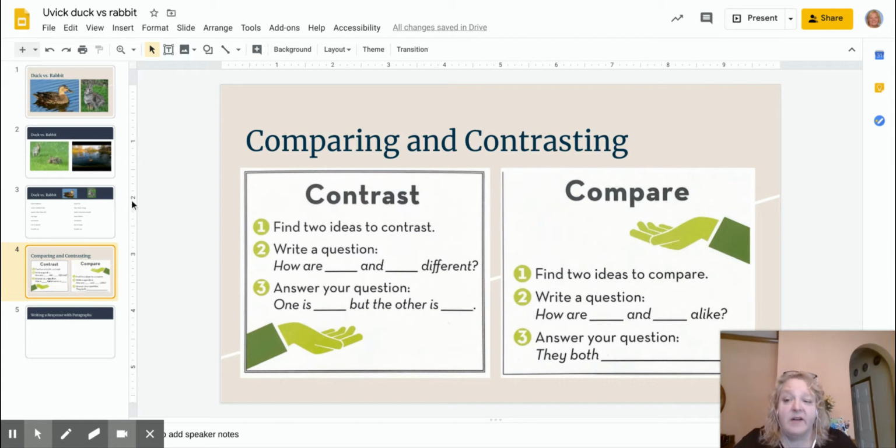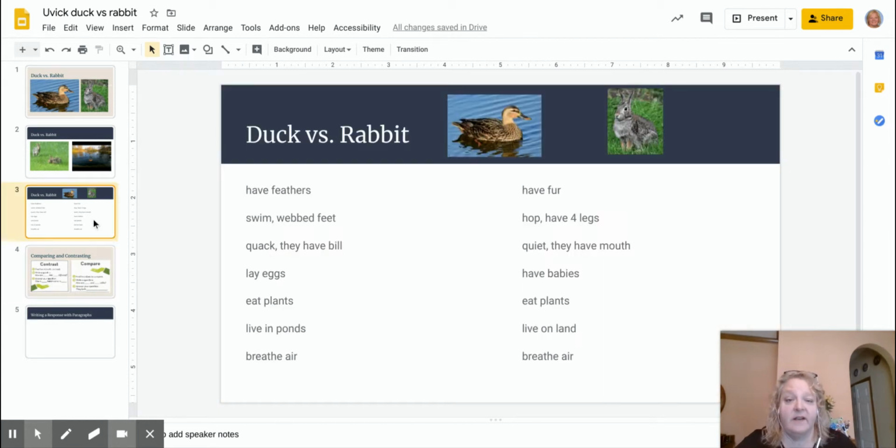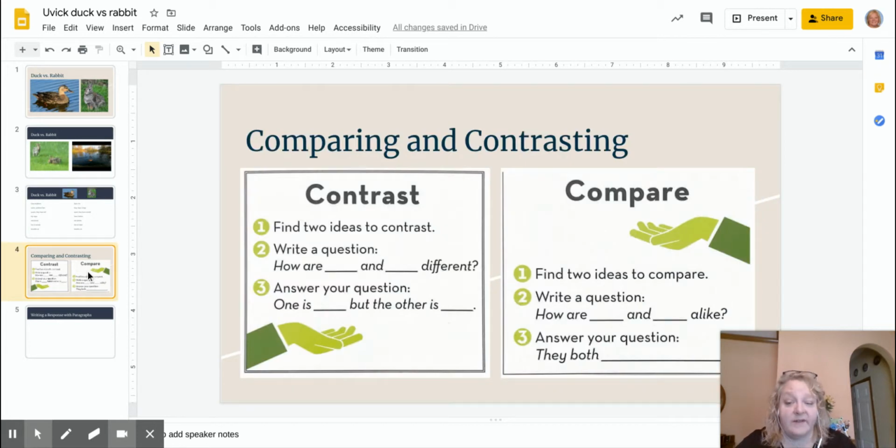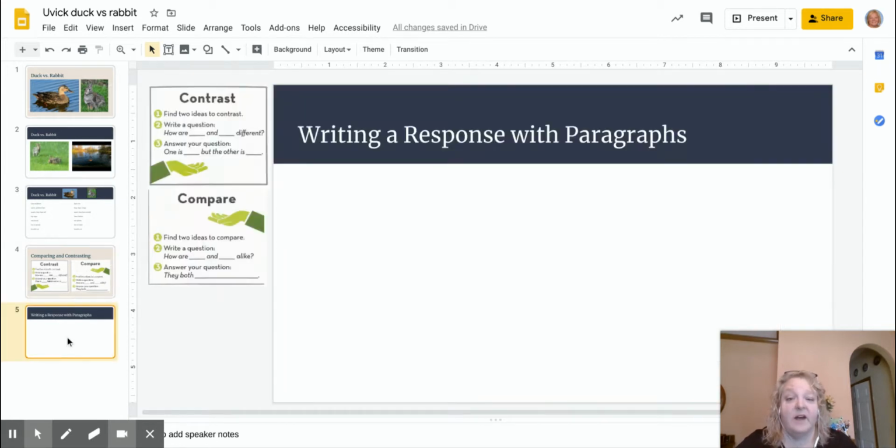So now let's take our ideas that we brainstormed. Let's take our comparing and contrasting and let's write a response with paragraphs. What's a paragraph? Remember, a paragraph is just a couple of sentences that talk about the same topic. All the sentences go together.